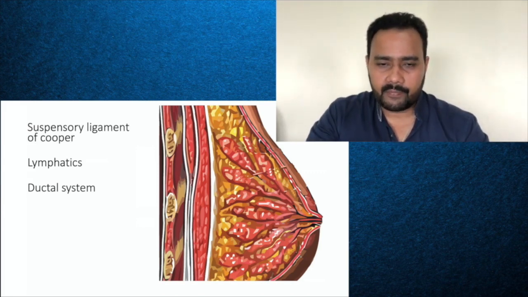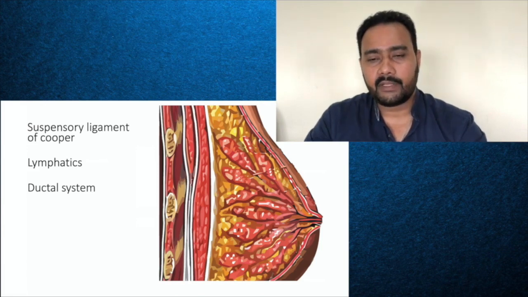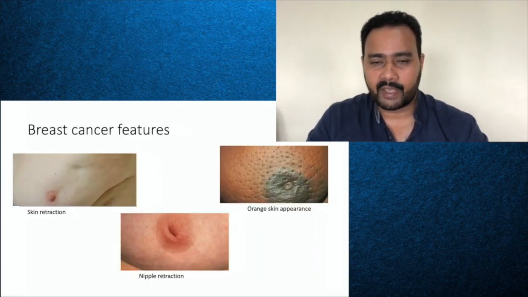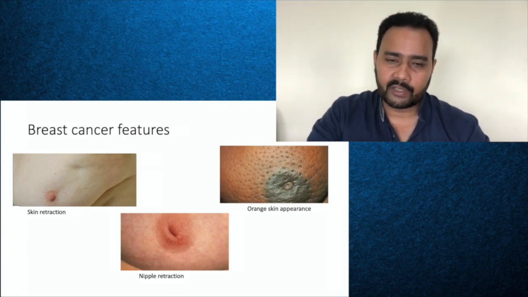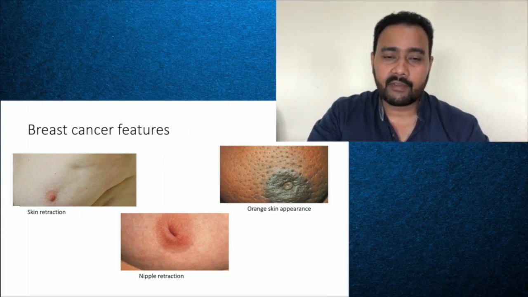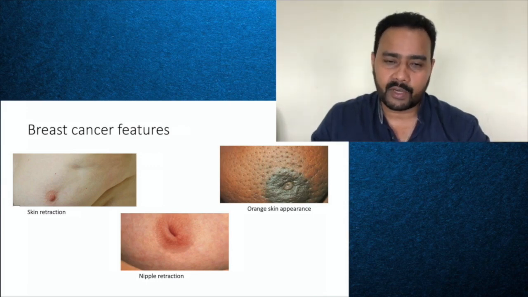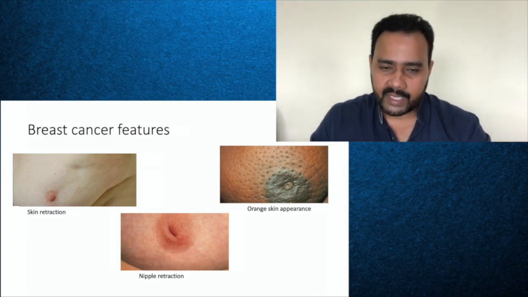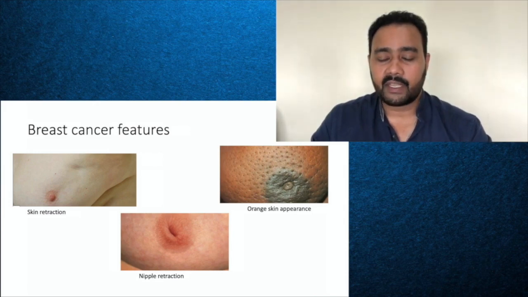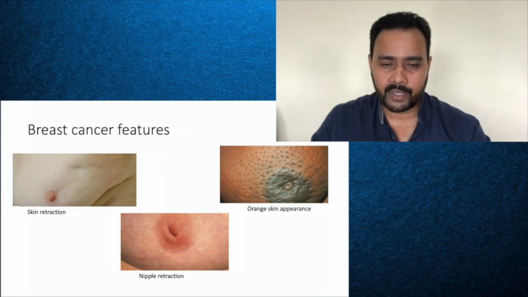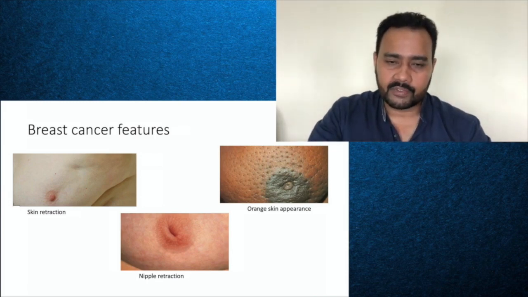Because whenever people develop breast cancer, the cancer can infiltrate the suspensory ligament of Cooper. That is what I have mentioned, the first one. When the suspensory ligament of Cooper is infiltrated, they will develop skin retraction. You can see here the skin is retracted in. So that is what we call skin retraction, one of the features of breast cancer. The anatomical basis behind that is infiltration of Cooper's ligament. Okay, so that is the first one.